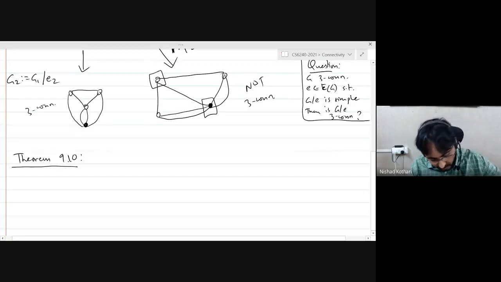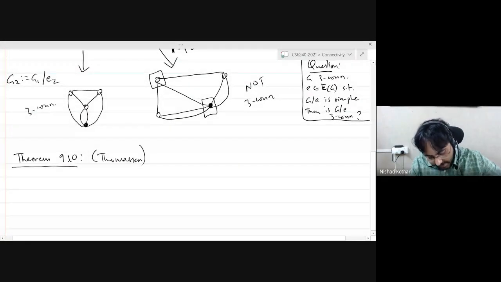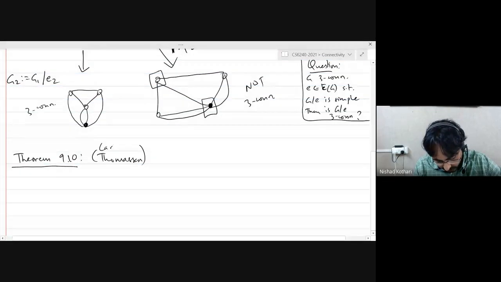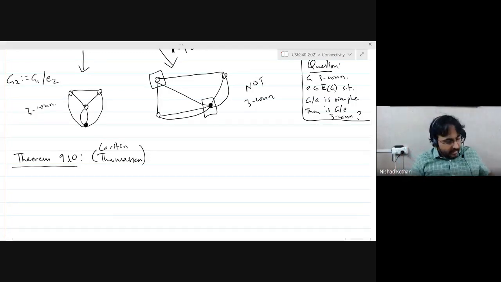So this is, if I'm not mistaken, due to Thomassen. And let me just state it. So Carsten Thomassen is one of the most accomplished structural graph theorists who is currently alive.